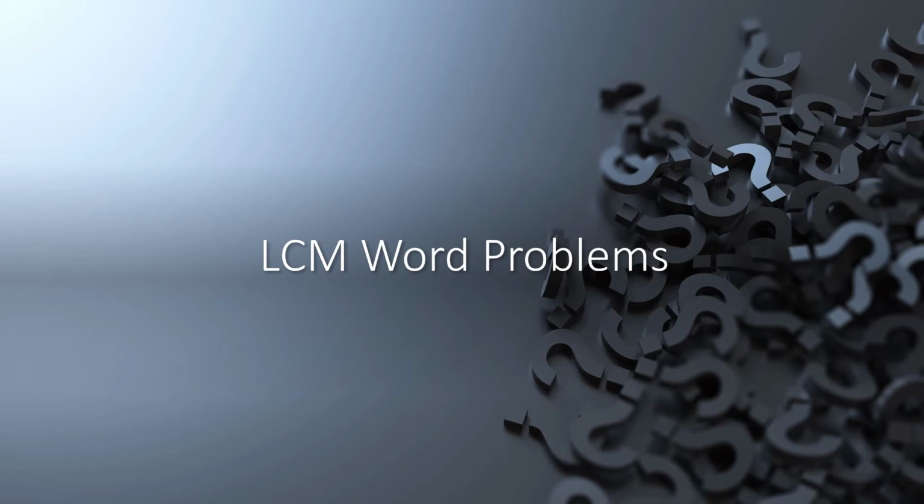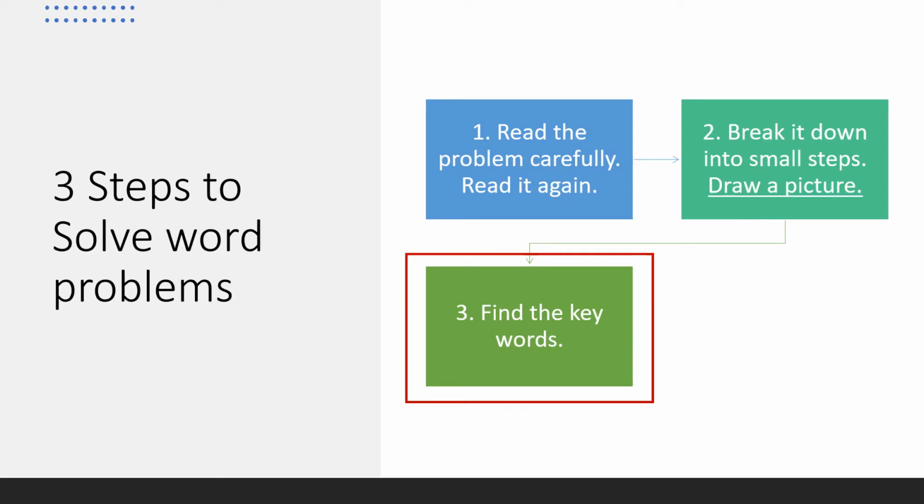Hello everyone. Today we will look at LCM word problems. The three steps to solve word problems, we have already looked at this before. First, we will read the problem carefully and we will read it again. Second, we will break it down into small steps. We will draw a picture to help us visualize the problem. Finally, we will look at keywords to help us identify what we have to find in the problem.